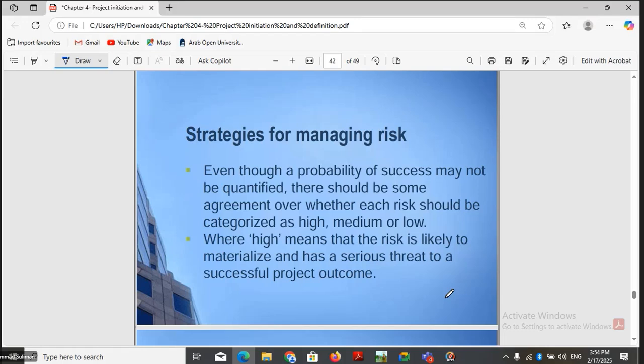We may not go with the numbers, like if it is 65%, it is a high risk, or if it is 90%, it is a low risk, right? Even if we don't do that, we must have some other way to categorize the risk, whether it is a high risk or medium risk or low risk. High risk means it is going to have some serious effect which may lead to failure of the project. Low risk means the impact is low, which means that it may not lead to failure of the project.